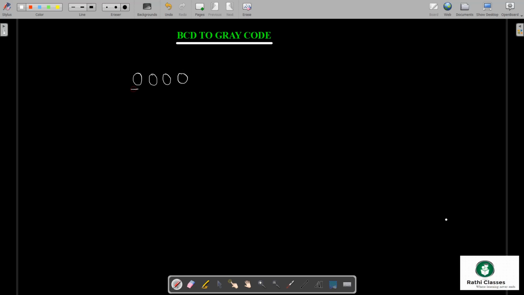The leftmost bit is called the MSB and the rightmost bit is called the LSB. MSB is the most significant bit and LSB is the least significant bit. If you need to convert binary coded decimal to gray code, or any binary number to gray code, suppose you have D3, D2, D1, D0. It is a general binary number. Now I need to convert it into gray code.